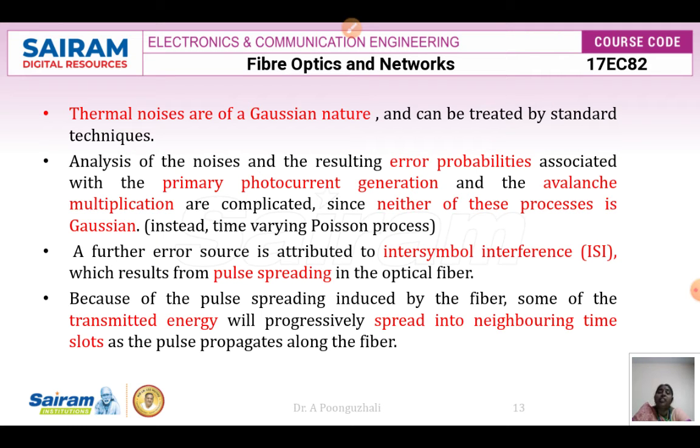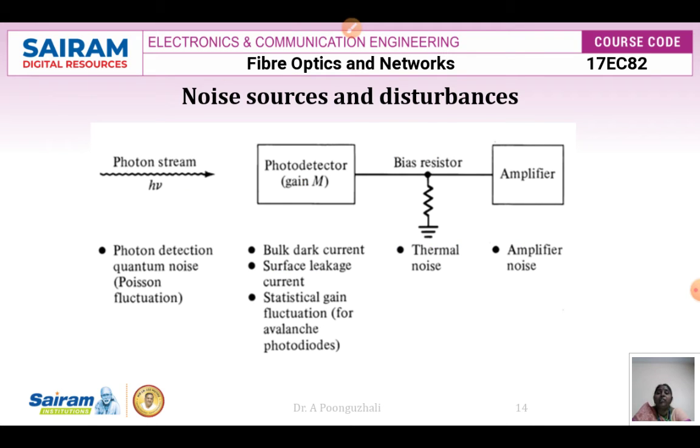So here the further error source that is going to be present is your intersymbol interference, which is going to result from the pulse spreading in the optical fiber. Because of the pulse spreading induced by the fiber, some of the transmitted energy will be progressively spread into the neighboring pulse slots as the pulse propagates along the fiber. So here we are going to have the noise sources and the disturbances.